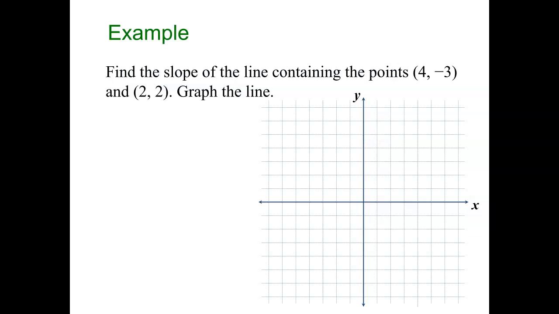Alright? So we've got some points here. Let's find our slope and let's graph our line. Alright? So y2 minus y1 over x2 minus x1. I have the point 4, negative 3, and I have the point 2, 2. Which one do we want to be point 1, and which one do we want to be point 2? Doesn't matter which one's which, just pick.